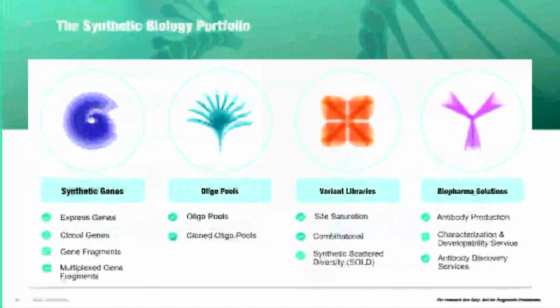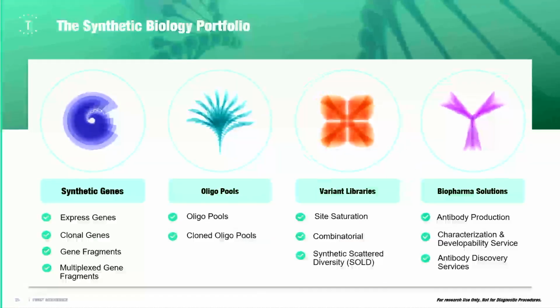So I'm going to just summarize now that Twist can help in many different ways. It's not just genes and gene fragments. We can now offer these multiplex gene fragments. We can offer oligopools or cloned oligopools up to 300 nucleotides in length. I've talked to you about the different library options.